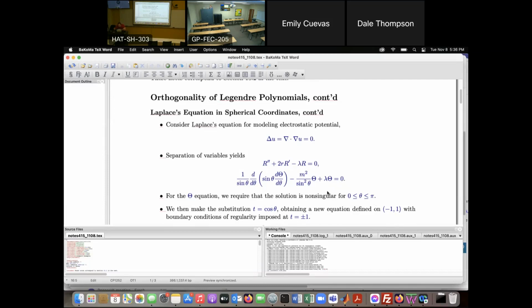Okay, so what happens is, with theta going from 0 to pi, we make a change of variable t equals cosine theta. So t is going to range from -1 to 1. We require that our solution is non-singular on this interval in t. So we're going to use this change of variable to obtain a new ODE from this one in t.